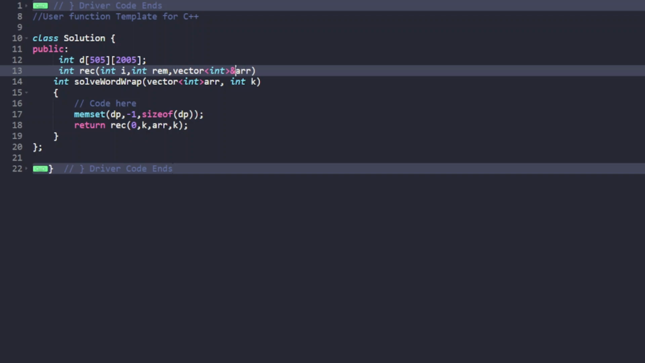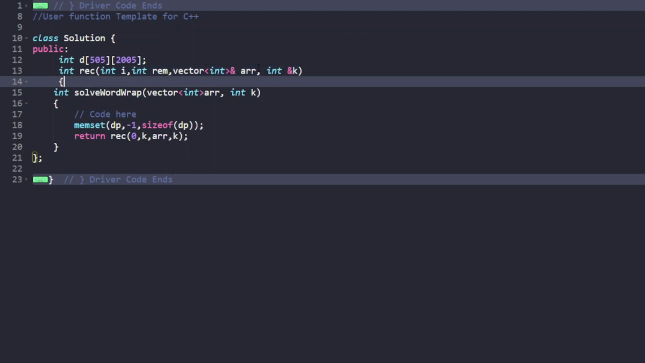And I'll also be passing the vector ARR that will denote the number of characters in the ith word, and I'll also have int ampersand K. So these are the things that I'll be having.